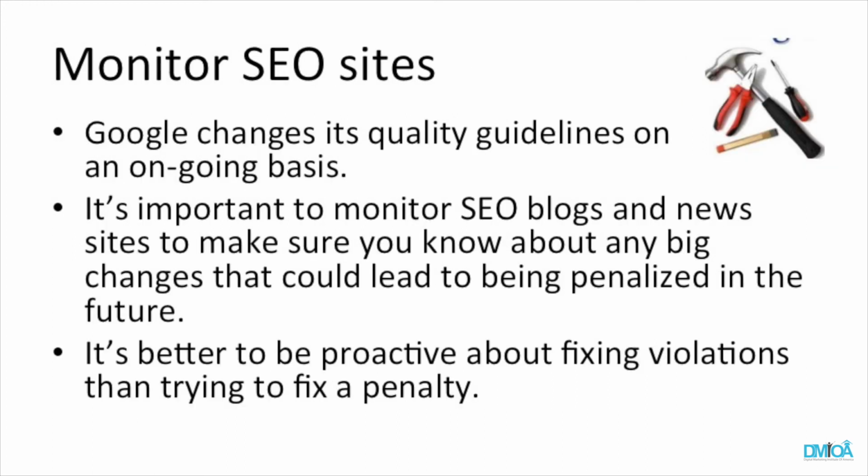Next, monitor the SEO sites. Google changes its quality guidelines on an ongoing basis. They evolve with the internet. In the beginning, getting exact anchor text links was a good thing, but now such links can get you penalized. So it's important to monitor SEO blogs and news sites to make sure that you know about any big changes that could lead to being penalized in future. It's better to be proactive about fixing violations rather than trying to fix a penalty.